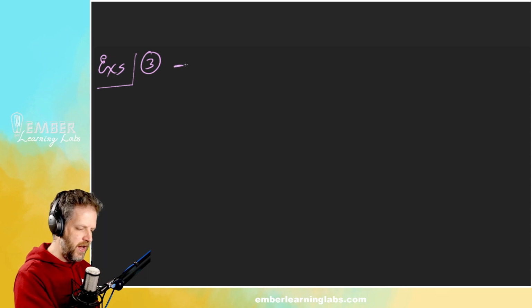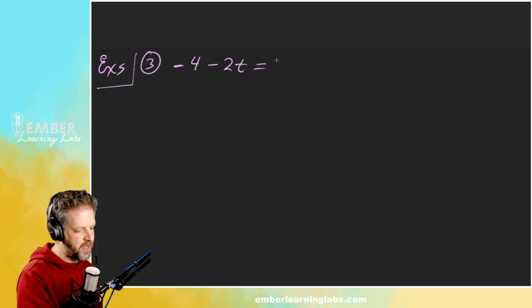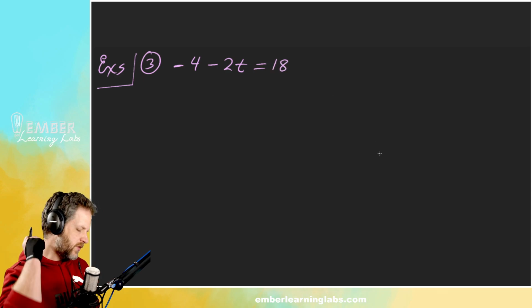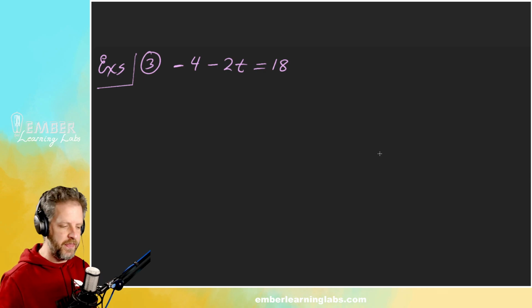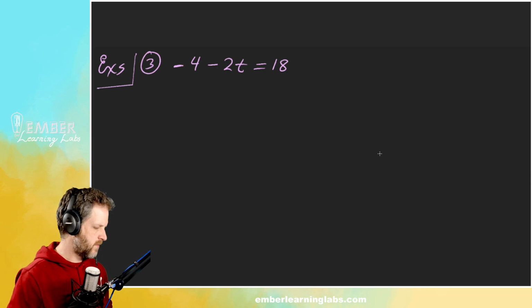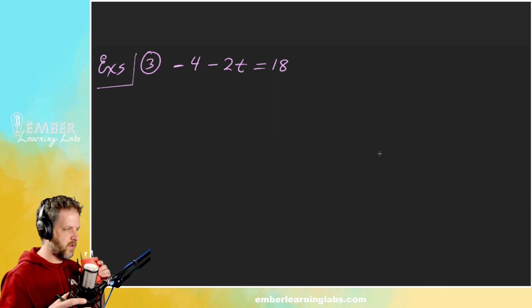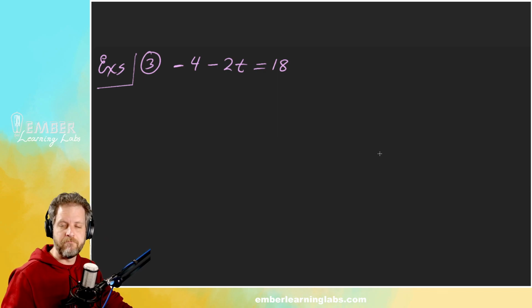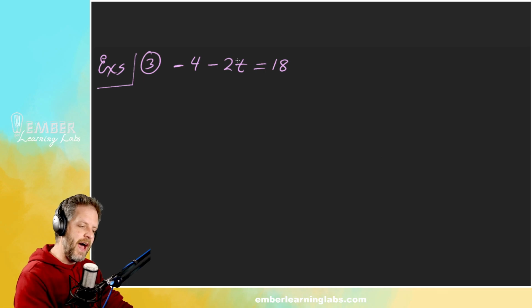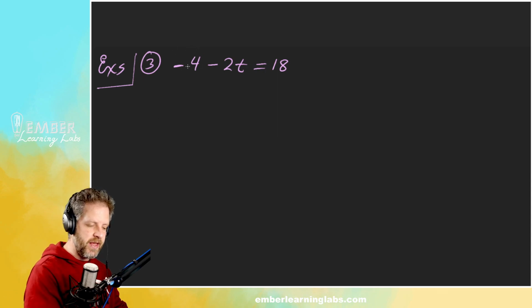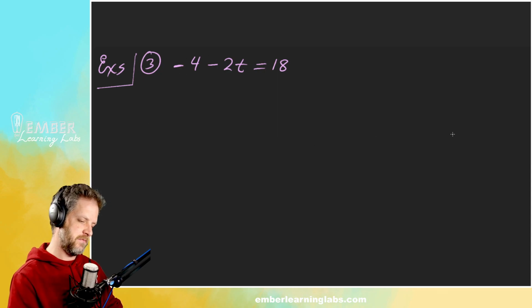All right, let's do -4 minus 2t equals 18. So, what should we do first on this particular problem? What should we try to get rid of first? The negative. The -2. Well, that one is the one that's multiplied. And remember, for ones that are set up kind of like this one and the last one, we want to get rid of the addition subtraction first. It's going to be easier. So we want to get rid of that -4 first. So how are we going to get rid of it?